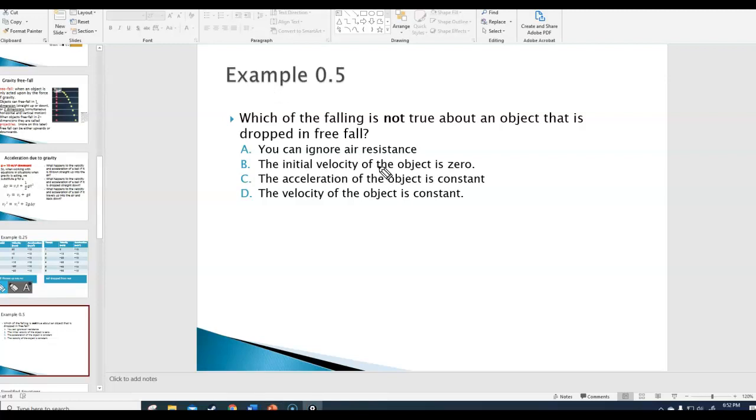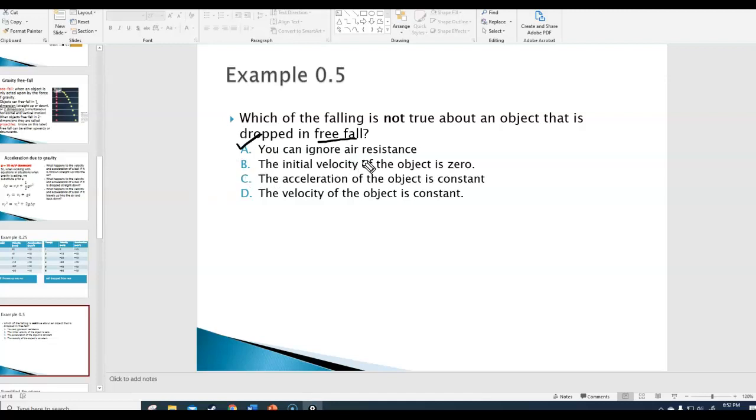Okay, so let's talk about this. It says, which of the following is not true about an object that is dropped in free fall? So answer choice A says you can ignore air resistance. An object that is in free fall, by definition, the only thing acting on it is gravity. Okay, remember we saw the video on the moon where the hammer and the feather hit the ground at the same time, and the reason that they would not hit the same time on Earth unless you removed all the air is because of air resistance. So situations involving free fall automatically ignore air resistance. Okay, so A is a true statement.